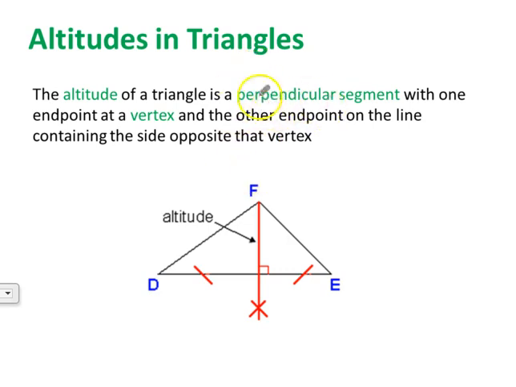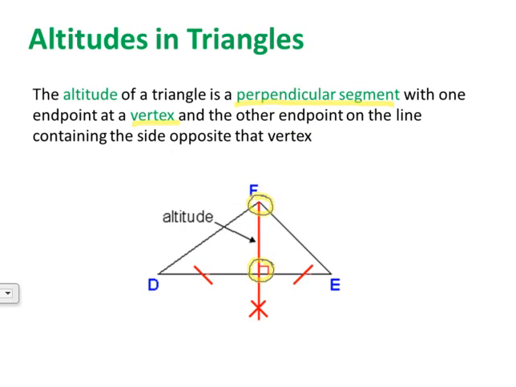Well, the altitude is a perpendicular segment, so it's got to intersect a side at a right angle, and it also has to intersect a vertex. So one of the endpoints is going to be at a vertex, and then it also has to intersect the opposite side of the vertex at a right angle. So that is, we've got a perpendicular segment with one endpoint at a vertex. And that makes it an altitude.